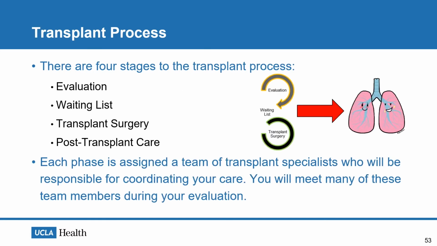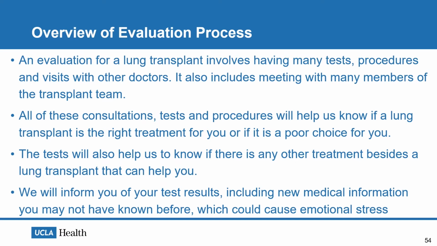Transplant process. There are 4 stages to the transplant process: evaluation, waiting list, transplant surgery, and post-transplant care. Each phase is assigned a team of transplant specialists who will be responsible for coordinating your care. You will meet many of these team members during your evaluation. An evaluation for lung transplant involves many tests, procedures, and visits with other doctors. It also includes meeting with many members of the transplant team.